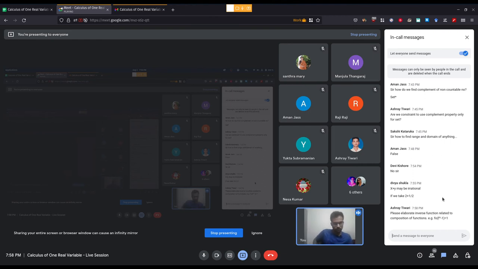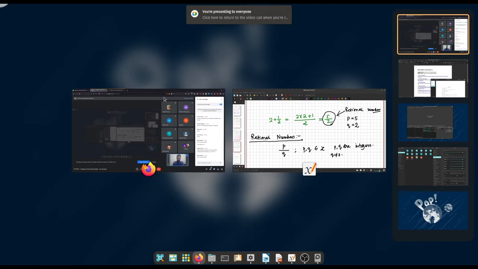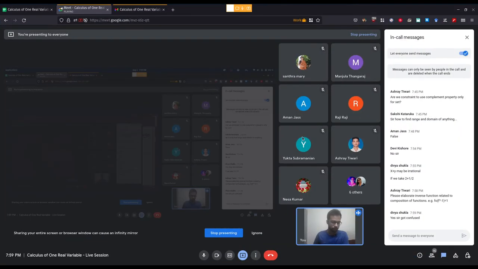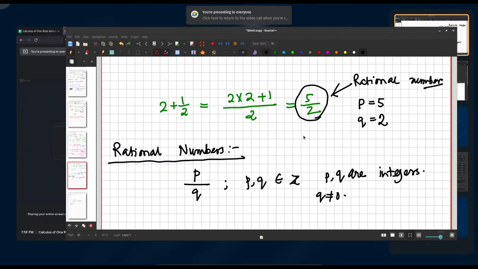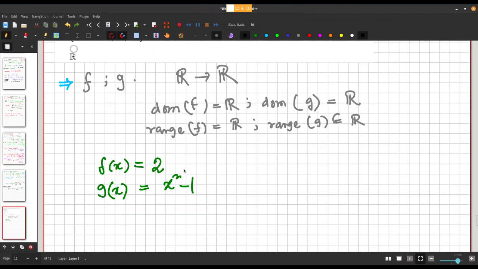Ashray is asking about inverse function. I think that will be the topic of another lecture, not today's session. Okay, Divya, it's all right. I think you got confused with the first problem where it was given root 2 plus 1 over root 2. Okay, so let us go to problem number 9, which was the domain and range of this function.